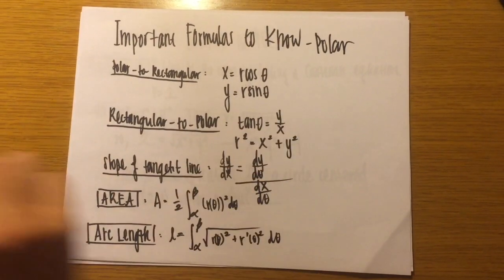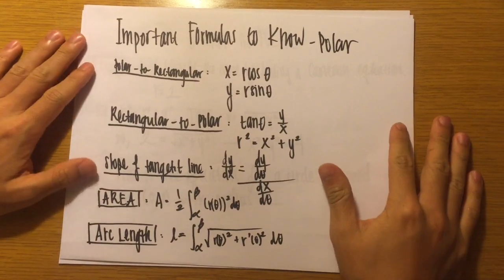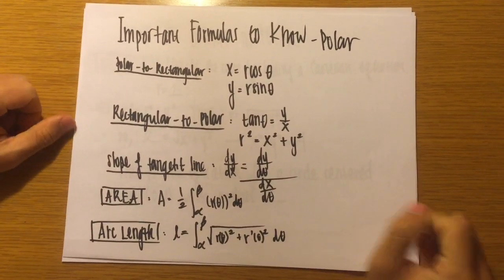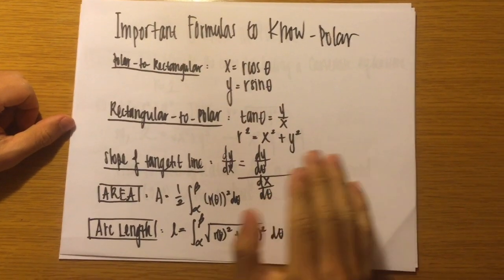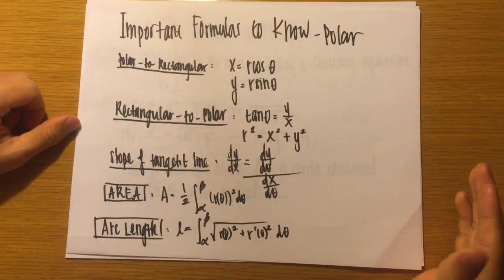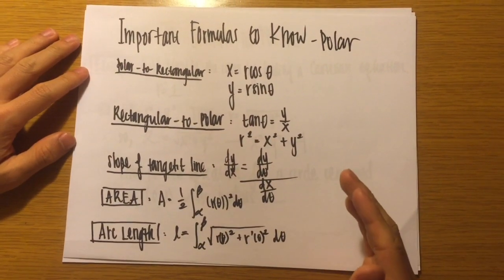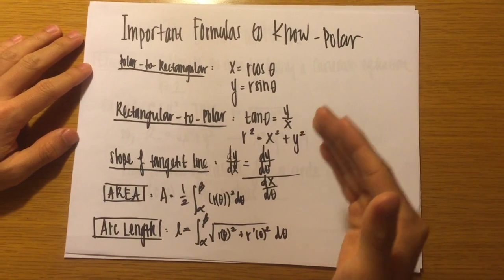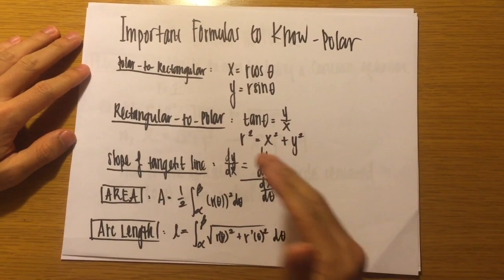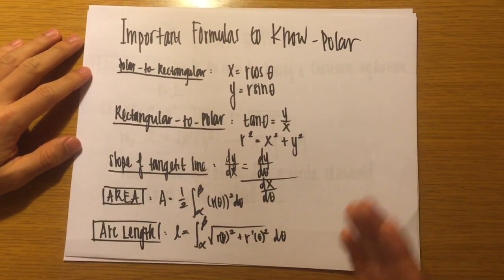Okay, class, these are the important formulas to know for polar. Polar to rectangular conversions: x equals r cosine theta and y equals r sine theta. For rectangular to polar conversions: tangent theta equals y over x, and r squared equals x squared plus y squared.